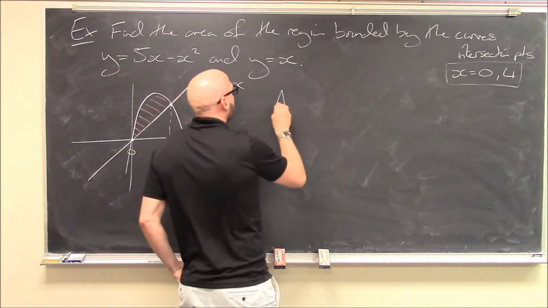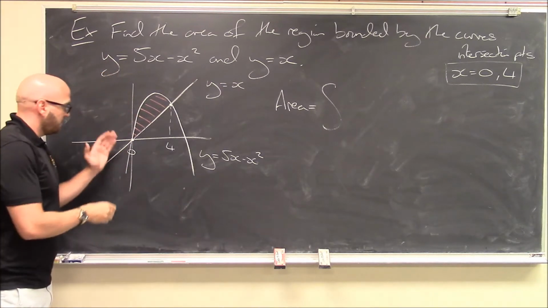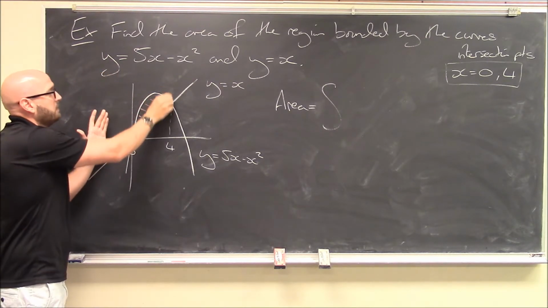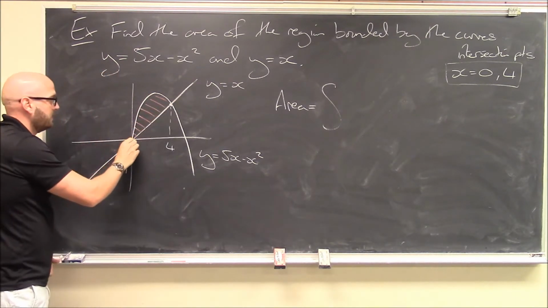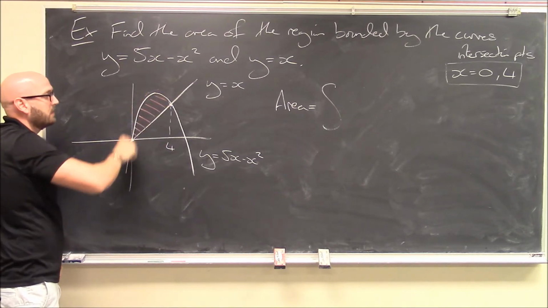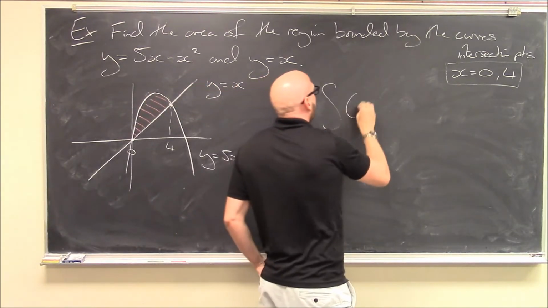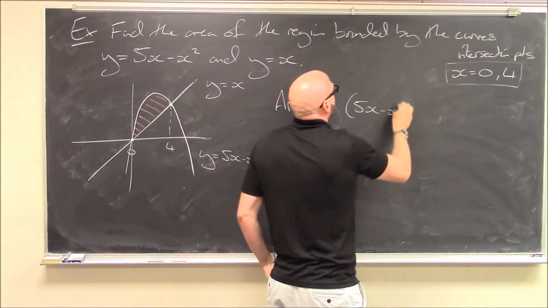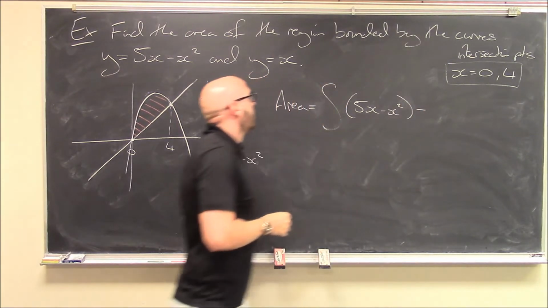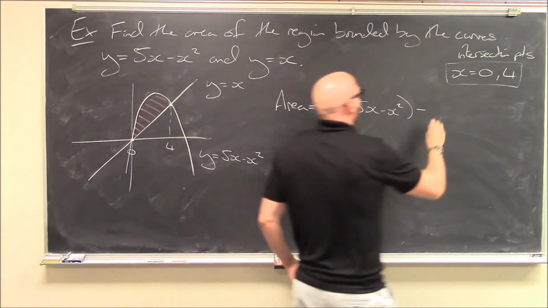Okay, so what's our area going to be? So we're going to integrate the top curve minus the bottom curve. The top curve is the one that's further away from the x-axis, has the bigger y values, and according to this picture, that's the parabola. So our upper curve is 5x minus x squared minus the lower curve. The lower curve, y equals x.